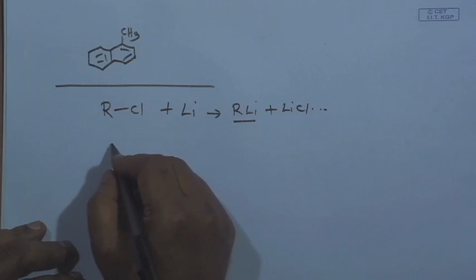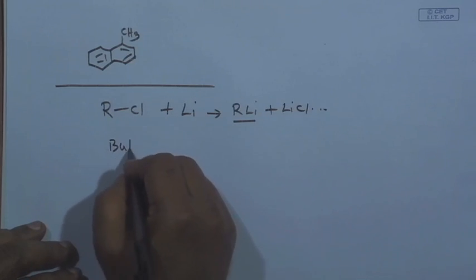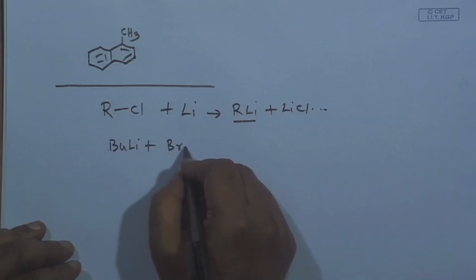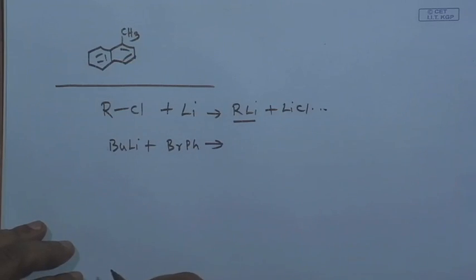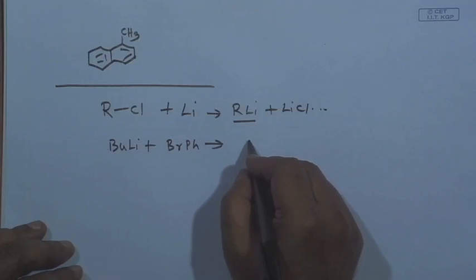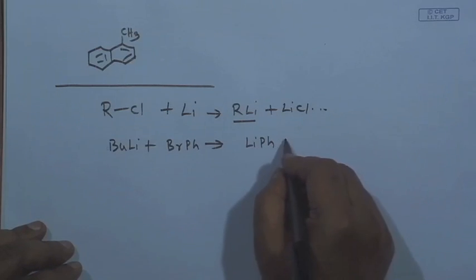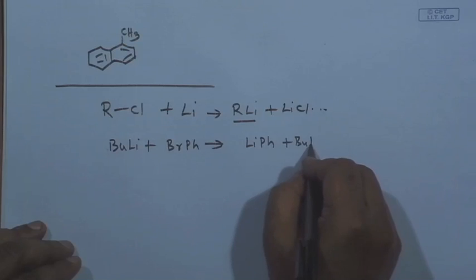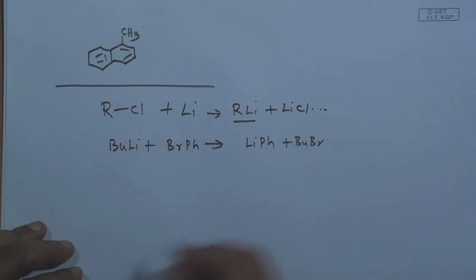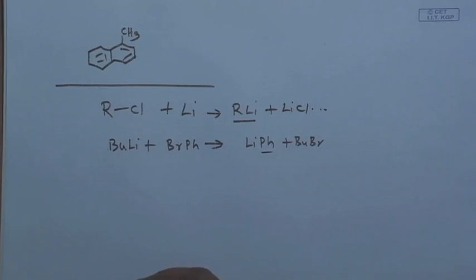So, that is how, but the driving force is almost always the thermodynamics. That means the organolithium that will be produced would be less acidic, less basic than the parent. Let us say you have butyl lithium, for example, and take bromobenzene. So, what you would like to see is that phenyl lithium is produced and butyl bromide is produced. Why? The driving force here is because phenyl lithium is less basic. So, that is basically the idea.